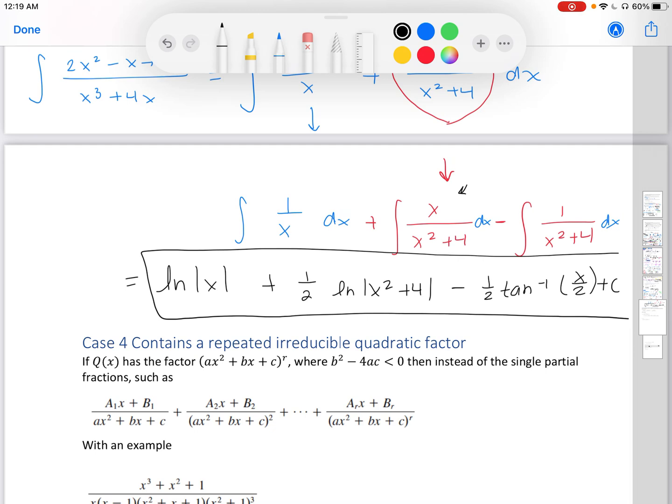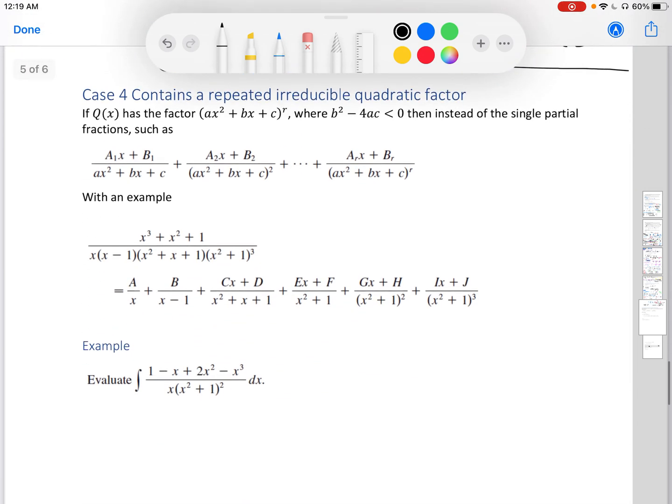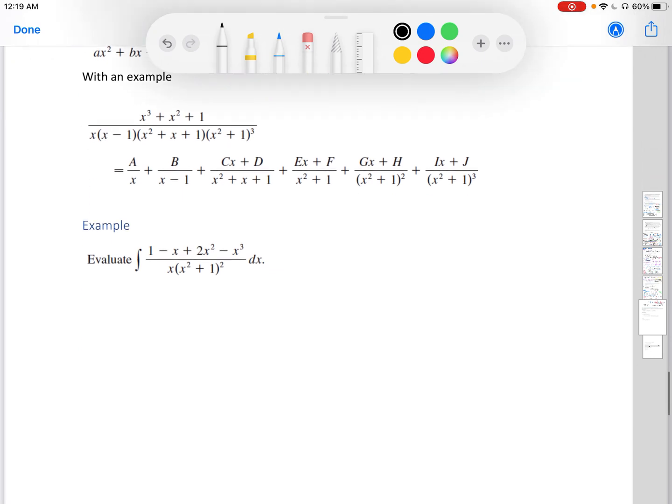Okay, the fourth case contains a repeated irreducible quadratic factor. So we see this, for example, when our denominator looks something like this. We have linear, linear, nonlinear, and several copies of the nonlinear. So of course our linear has that.